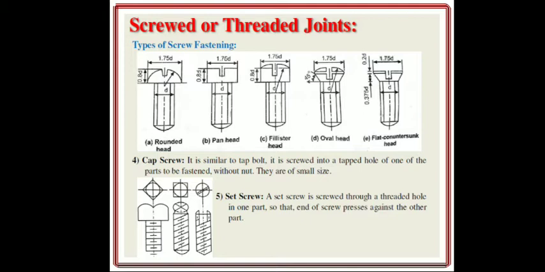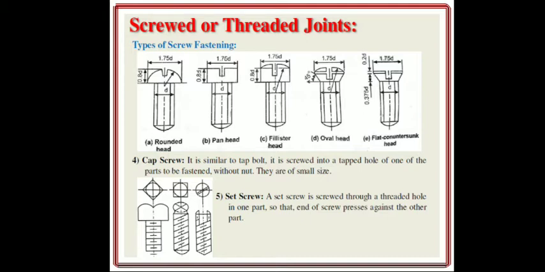Now the fourth type of screw is a cap screw. It is similar to a tap bolt. It is screwed into a tapped hole of one of the parts to be fastened without a nut, and they are of small size. Then the fifth one is a set screw. Here in this diagram, three diagrams are shown. A set screw is screwed through a threaded hole in one part so that the end of the screw presses against the other part.